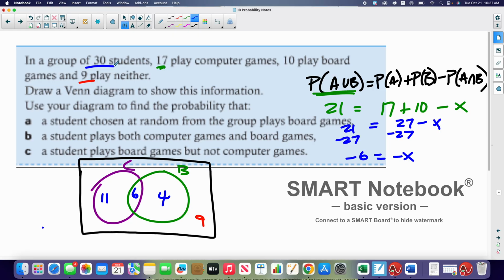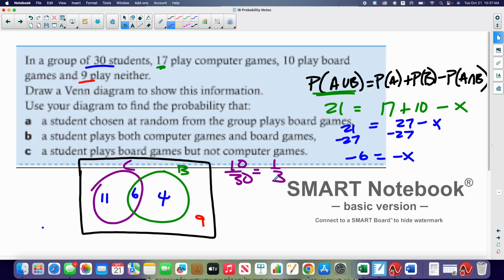4 out of 30. Not quite. 11. 10 out of 30. All right, how many play board games? 10 of them do. Now, it didn't say just board games. It said board games. And so there's 10 people that play board games. 10 out of 30. Or you could say that is 1/3.